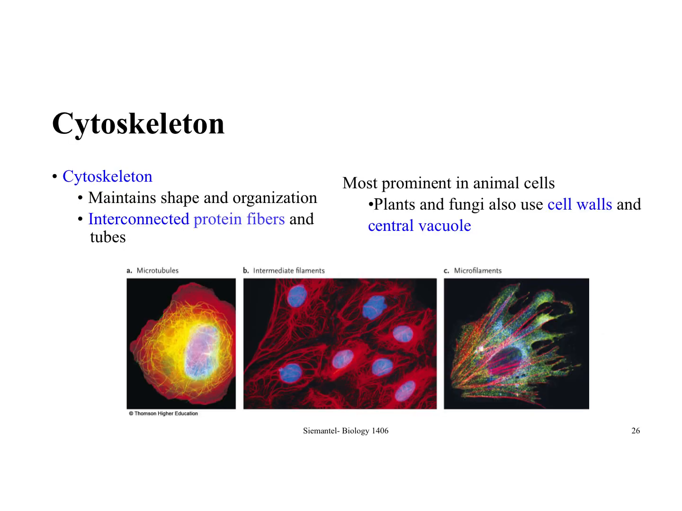Next is the cytoskeleton. So the cytoskeleton does exactly what the name suggests. It is an internal skeleton that helps to maintain the shape and organization of the cell. And it's made up of these interconnected protein fibers and protein tubes. It's most prominent in animal cells, but plant cells and fungi tend to get their support from their cell wall and their central vacuole, so they don't need them as much.